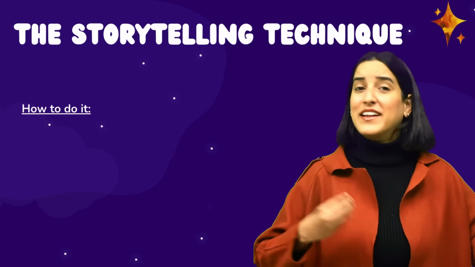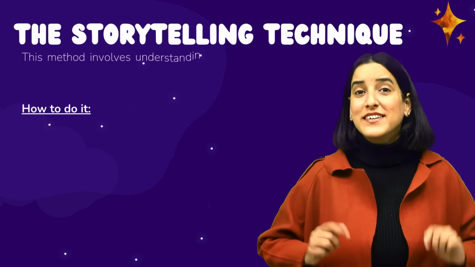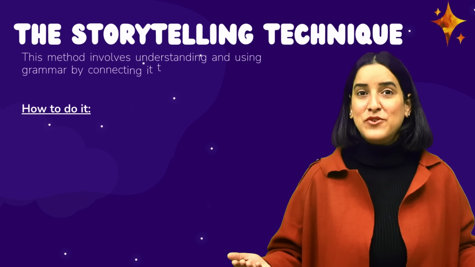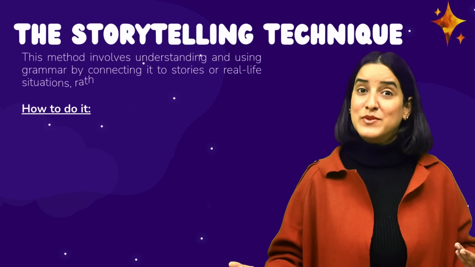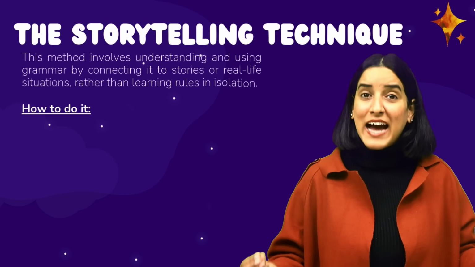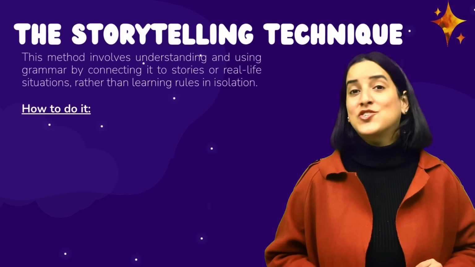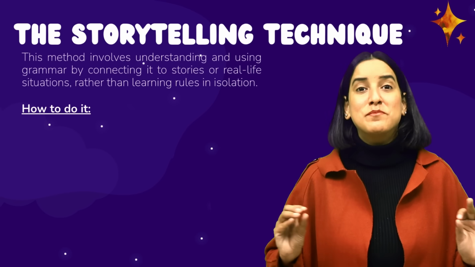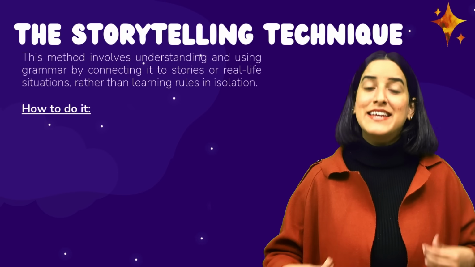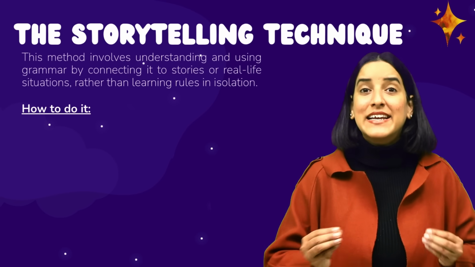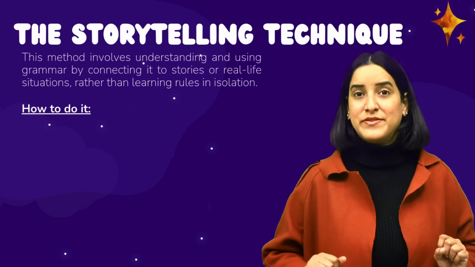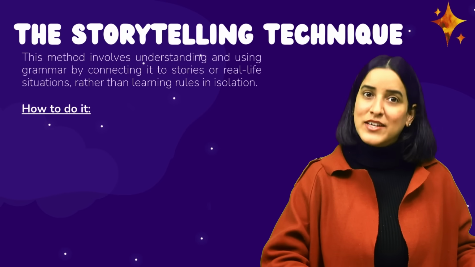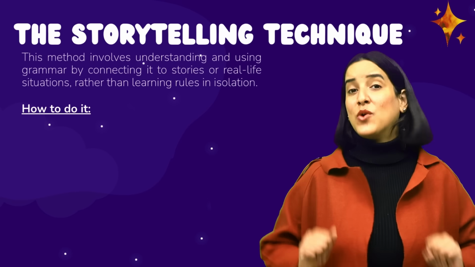The second trick, another effective trick that Kangana Ranaut and many other successful language learners may have used, is learning grammar through context and storytelling. That's right. Now, what does this technique say? See, this method involves understanding and using grammar by connecting it to stories or real life situations rather than learning rules in isolation. Okay, and how can we do that?